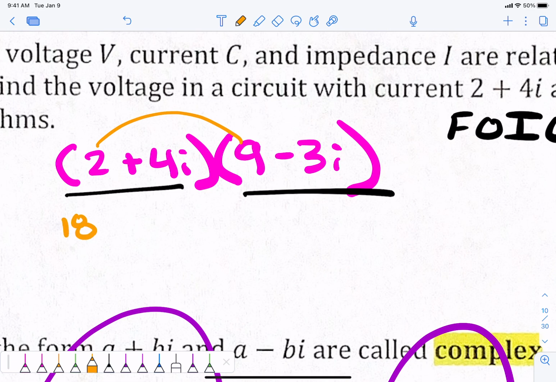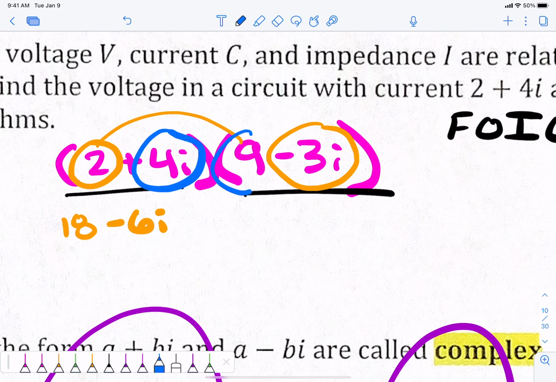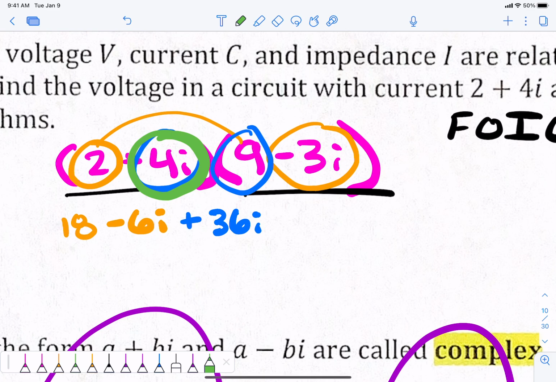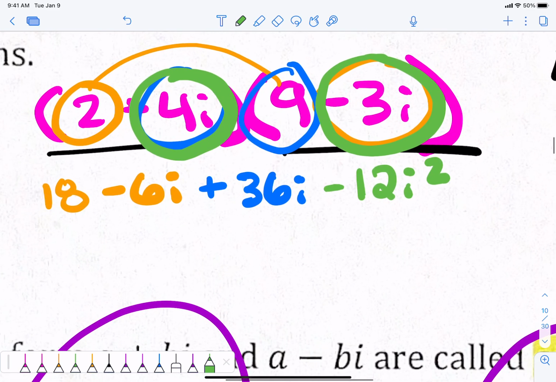Then we multiply the outsides, which are 2 and negative 3i, which makes negative 6i, okay? The inside pieces, 4i and 9. What's 4 times 9? 36i. And the last pieces, what's 4i times negative 3i? Negative 12i squared, because there's 2 i's. Okay, now, this is what you should have written out for your FOIL, yeah?